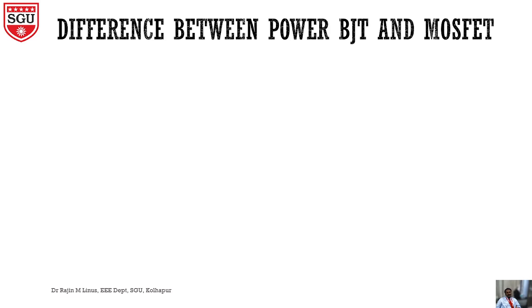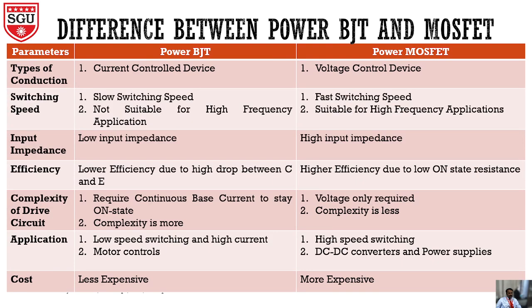Then let's see the difference between power BJT and power MOSFET. As per the conduction, we already know power BJT is the current control device, and power MOSFET is the voltage control device. Why is power BJT a current control device? Input impedance is very low in the bipolar junction transistor. Therefore, current passes through the base, so the current is controlled. In the MOSFET we apply voltage. As there is insulating material, only the voltage will increase and the current will be very less. That input impedance is high. Therefore, it is a voltage control device.